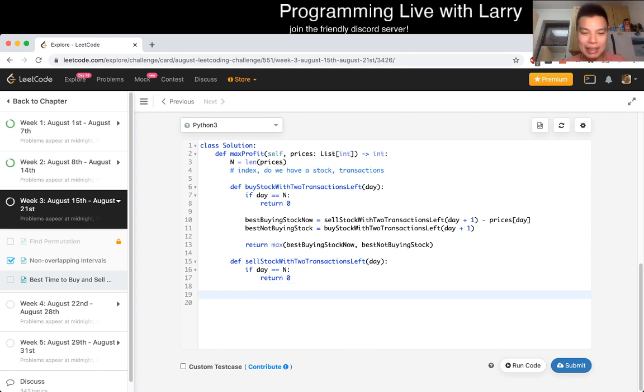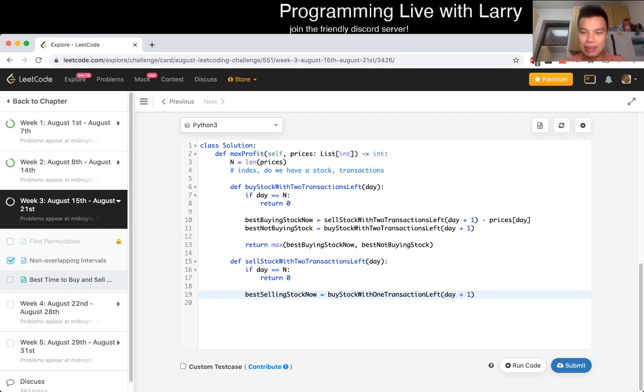And now, best selling stock now. Let's say we sell now. What happens? Well, that means now we have no more stocks, but then we can buy stock with 1 transaction left, of day plus 1, because the earliest you can buy is the next day. I mean, you could technically buy on the same day, but then you wouldn't want to sell anyway, right? So that's a little bit weird.